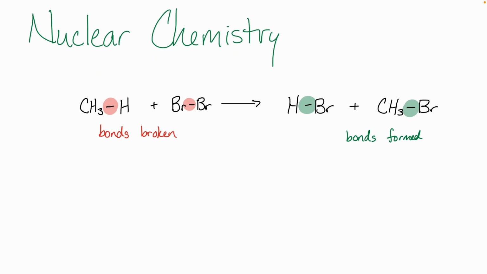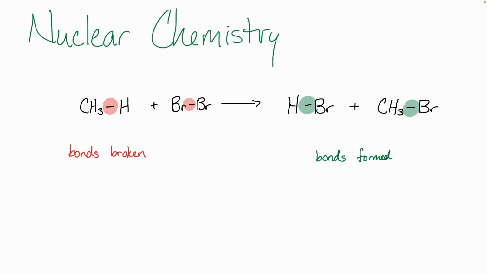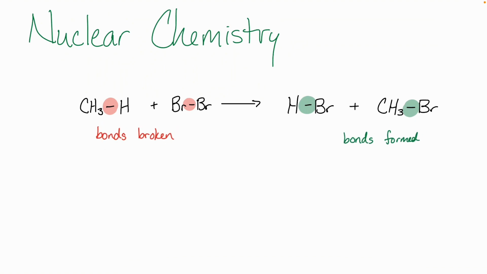And importantly, what are bonds made of? We've got our three subatomic particles, protons, neutrons, electrons. What is being shared that creates a covalent bond? The electrons, right? So if I'm breaking bonds and then forming new bonds, I'm shuffling around electrons in these molecules, right? I'm changing who's bonded to who. So when we talk about a chemical reaction, this is our typical chemical reaction. We have bonds being broken and bonds being formed, and again, bonds are made of electrons.